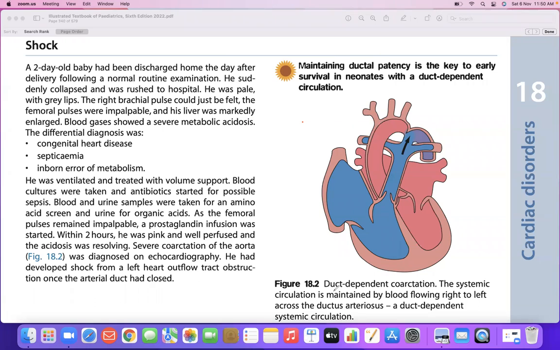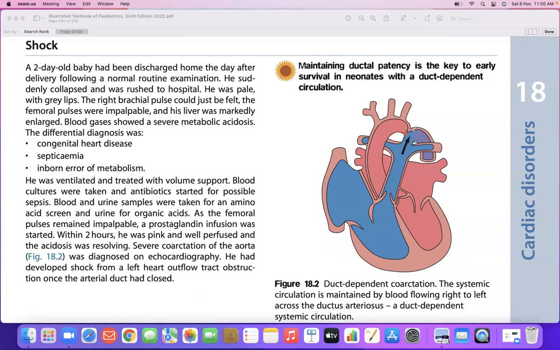So here, duct dependent coarctation. This is the duct dependent coarctation. If you see this picture here, usually the coarctation here is preductal. It is before the duct here. Okay, this is the coarctation you have here.